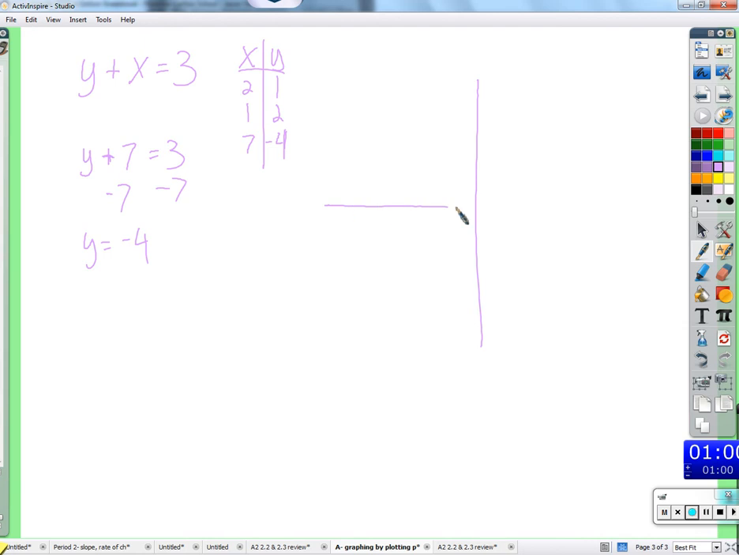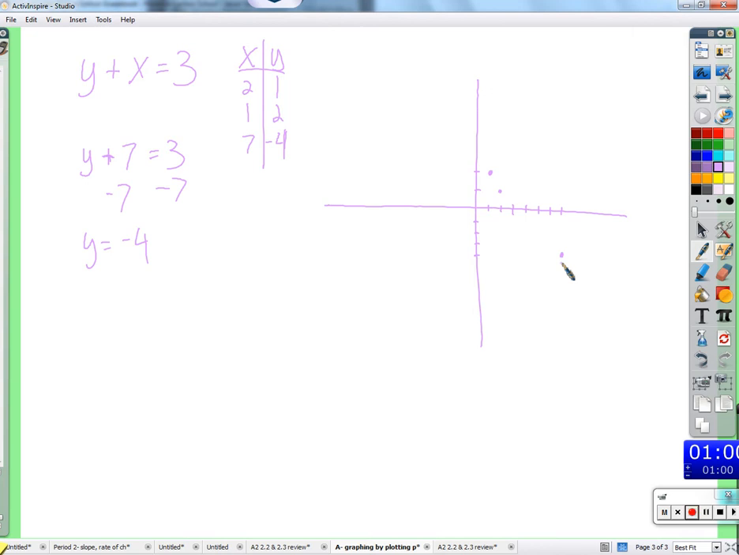So we come over here, look at the graph. 2, 1. Or 1, 2. That's 7, negative 4: 3, 4, 5, 6, 7 for the input, 1, 2, 3, 4 in the negative direction. 7, negative 4.